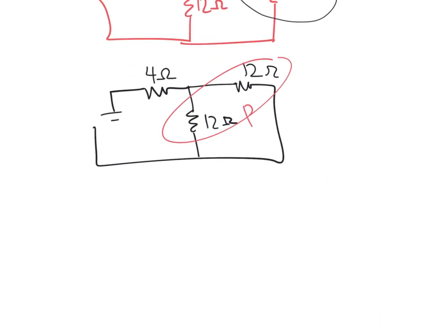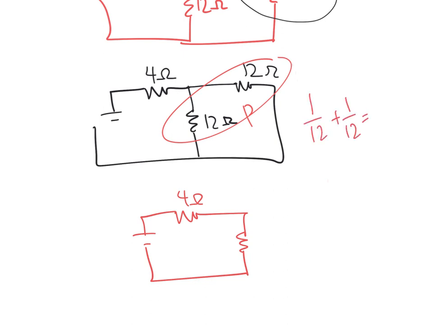So then if I draw my next circuit, I know, so much work. I hear it. All right, so for parallel, I add 1 over 12 plus 1 over 12 is 2 over 12. And then I have to flip it. When I flip it, what do I get? 6.